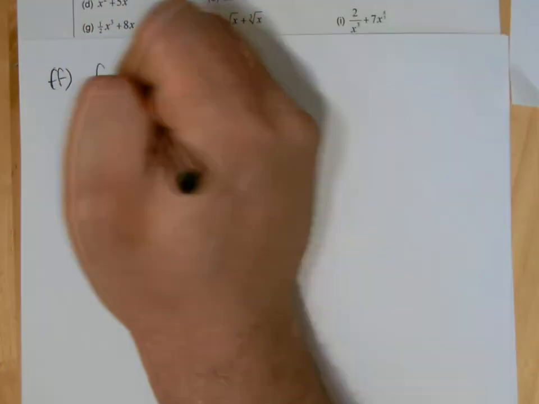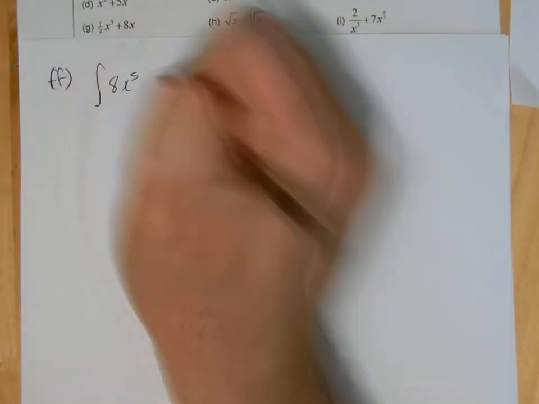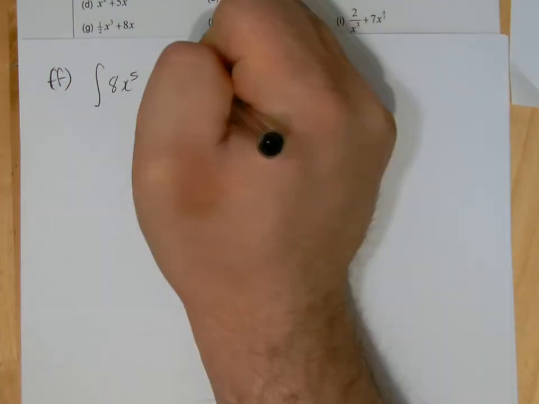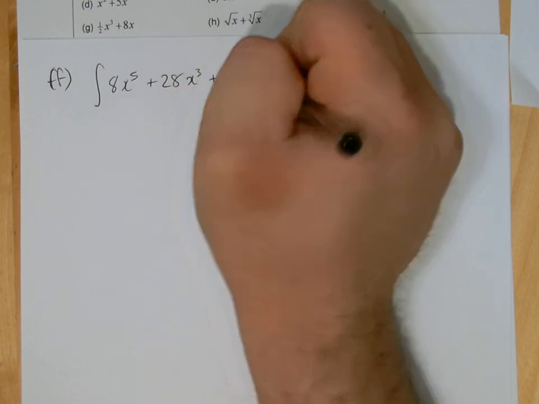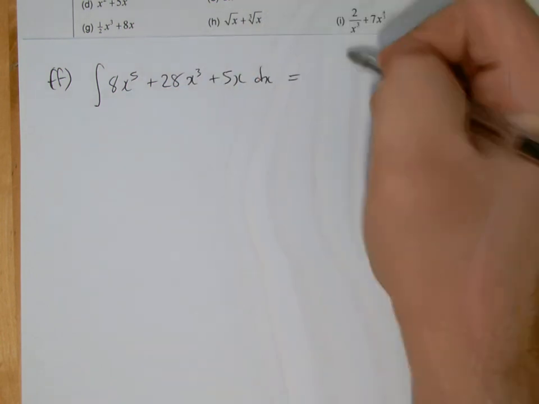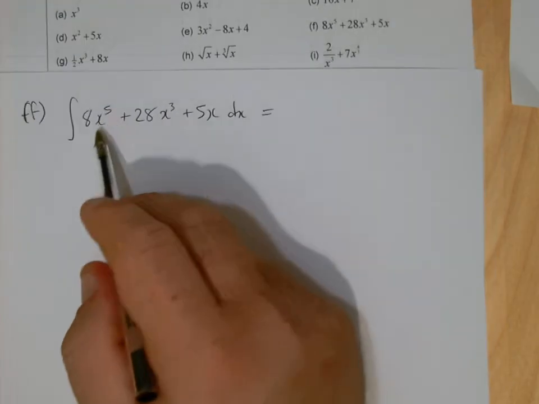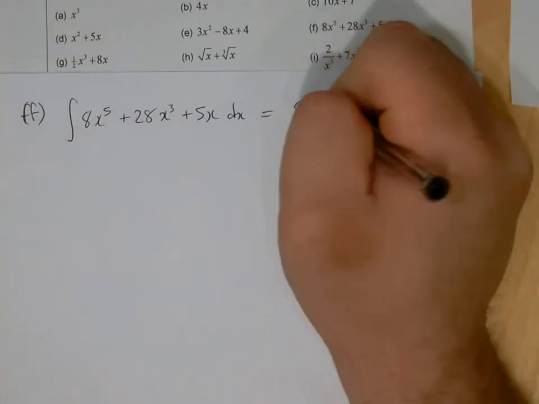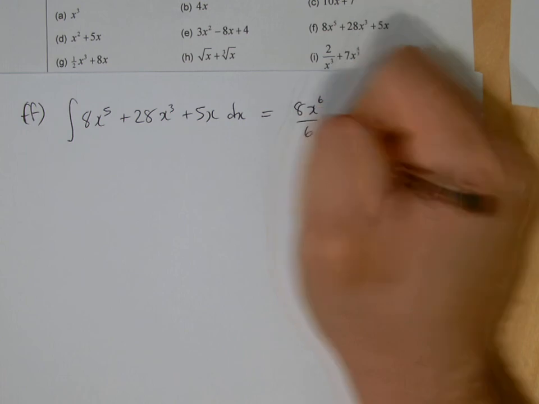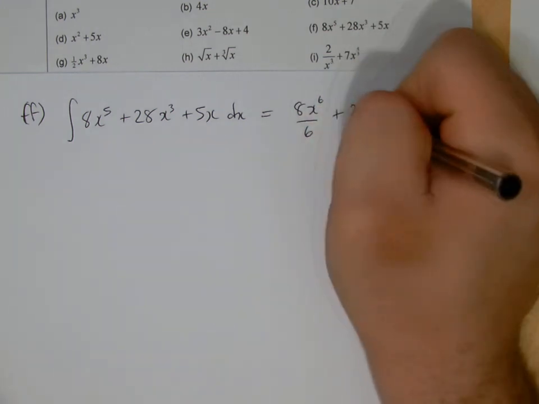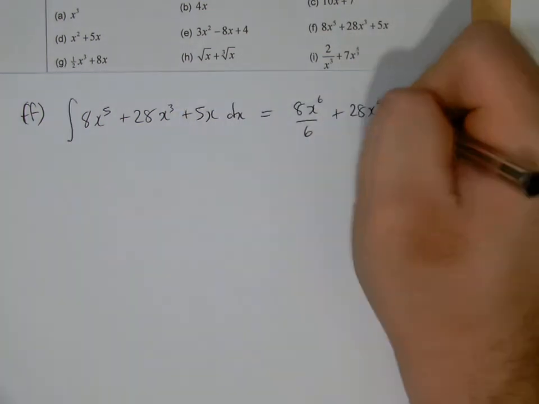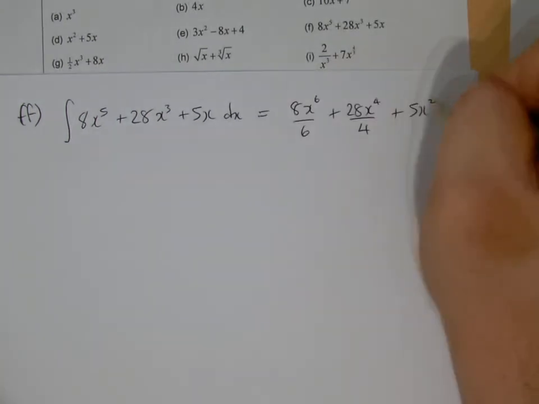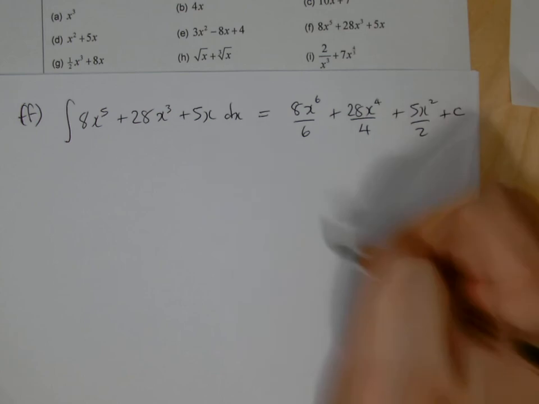the integral of 8x to the power 5 plus 28x cubed plus 5x with respect to x. So one term at a time: add 1 to that power, so you get 6, divided by 6. Add 1 to that power, so you get 4, divided by 4. Add 1 to that power, so you get squared, divided by 2, plus c.